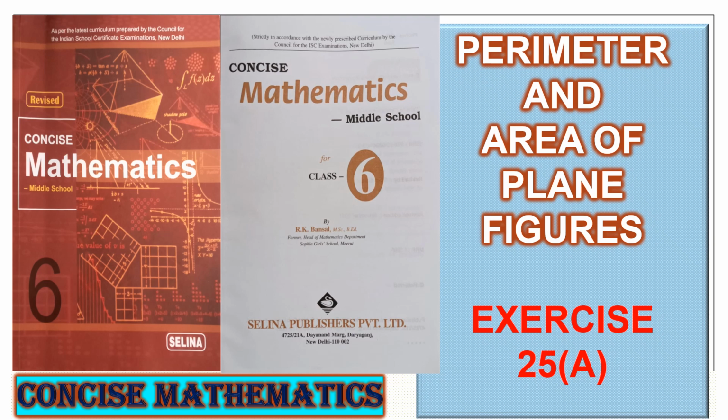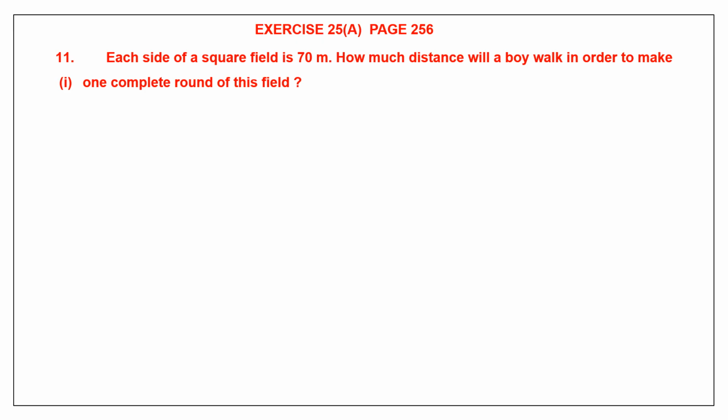Hello students, let's do perimeter and area of plane figures, exercise 25A. Page number 256, we are with question 11. Each side of a square field is 70 meters. How much distance will a boy walk in order to make one complete round of this field?